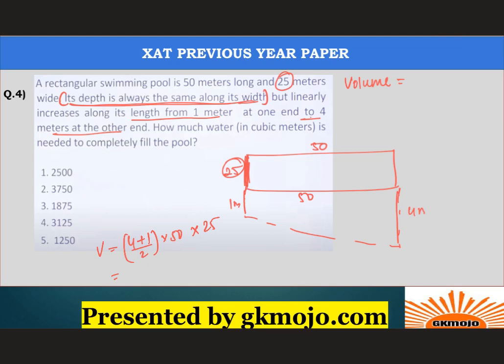So if you solve this, you'll get 2 1s are 2, 25s are, and finally you'll have 5 into 625, which comes out to be 3125. All right, so the final answer will be 3125 cubic meters.